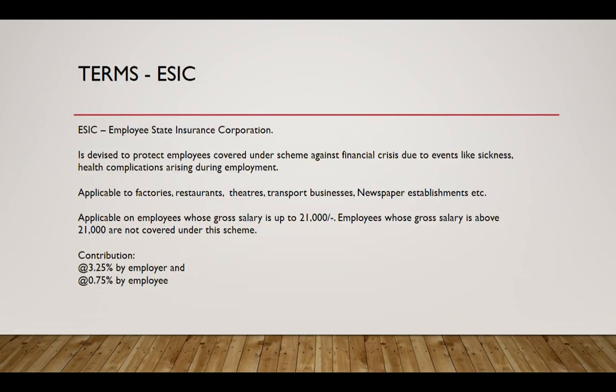Now let's talk about what ESIC is. I want you to read the content on your screen, which is self-explanatory, and try to focus on the contribution rate. For ESIC, 3.25% of gross is contributed by the employer and 0.75% of gross is contributed from the employee's end. So by corporate laws, if your organization is required to contribute towards ESIC, then you need to deduct that amount and also contribute from your end towards ESIC.